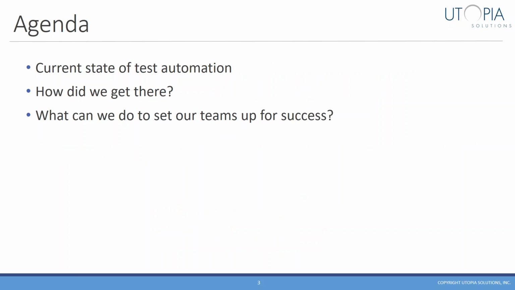All right, we're going to touch on three main topics today. We'll start with a brief discussion of the current state of test automation, and spoiler alert, it's not very good. Then we'll spend a bit of time looking at how we got to where we are. And finally, we'll spend most of the time discussing what we can do as IT leaders to set our teams up for success.